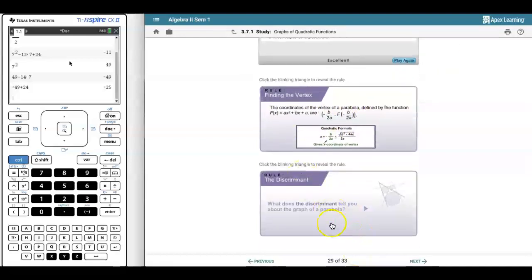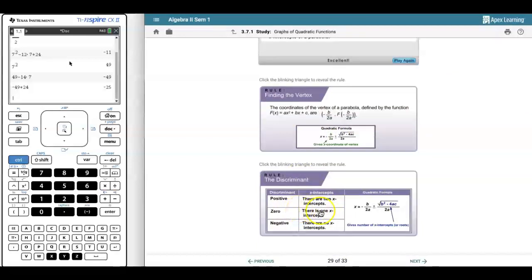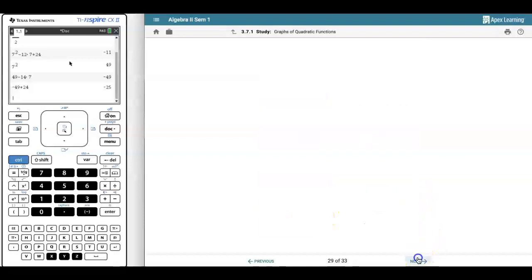What does the discriminant tell you about the graph? Again, it tells us either we have 2 real, 1 real, or no real x-intercepts.